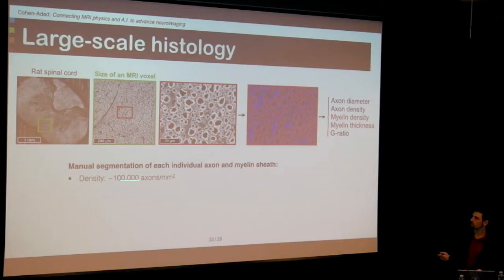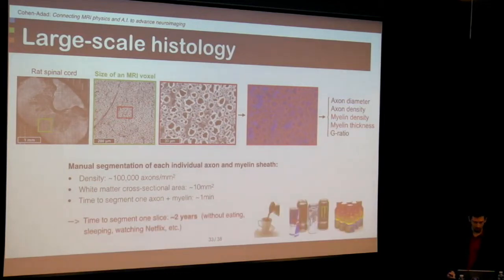So let's put things into numbers. The density of axons is about 100,000 axons per square millimeter. The cross-sectional area of this white matter here is about 10 square millimeters. And the time to manually segment an axon and myelin for a well-trained grad student is about 1 minute. So if we do the calculation, it would take about 1 year, or 2 years actually, to segment this slice, without the collateral benefits.